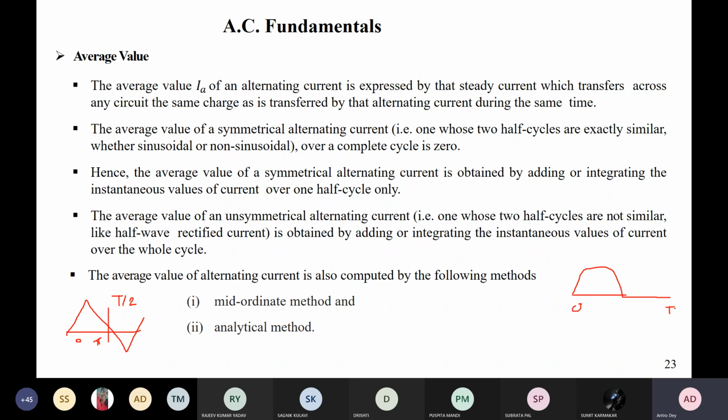Only when it has two exactly similar half cycles with different polarity will we get it that way. Otherwise, we will not do it. So here we should take 0 to 2 pi only, or 0 to T. Here also we can take the mid-ordinate method or the analytical method.